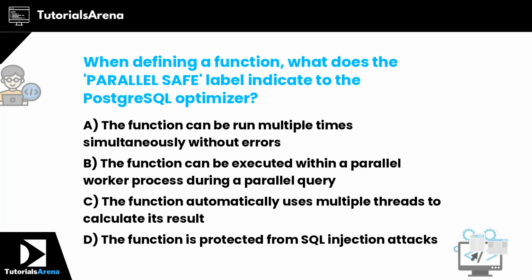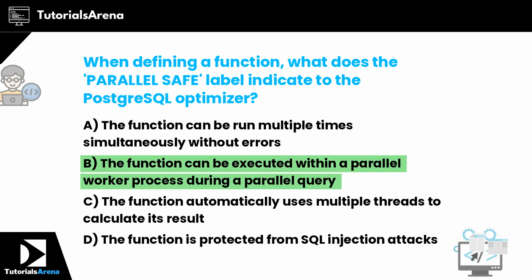When defining a function, what does the PARALLEL SAFE label indicate to the PostgreSQL optimizer? The correct answer is option B. The function can be executed within a parallel worker process during a parallel query.